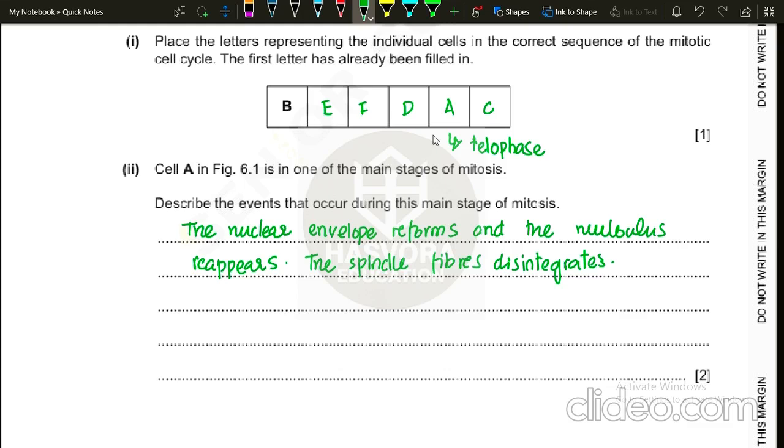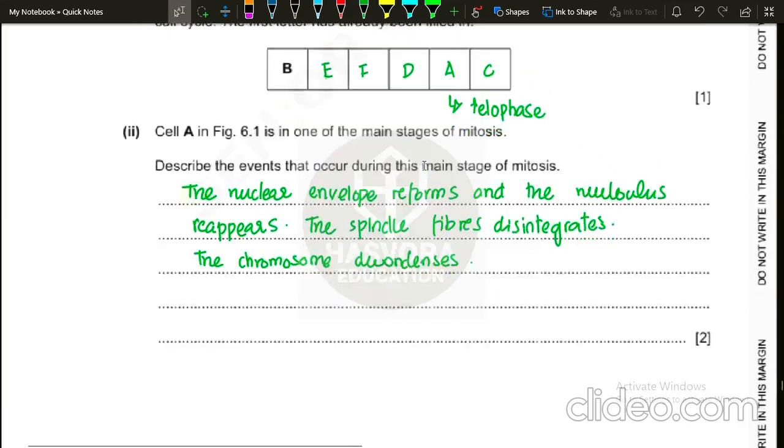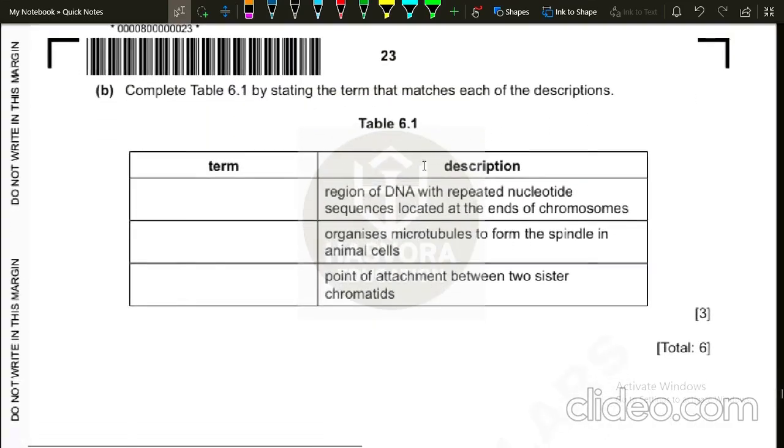You can write about the nuclear envelope, about the nucleus, about the spindle fibers, and one more thing that I think I'm forgetting. So what will it be? And also you can write about the chromosomes. The chromosomes decondense, to become less coiled structures.